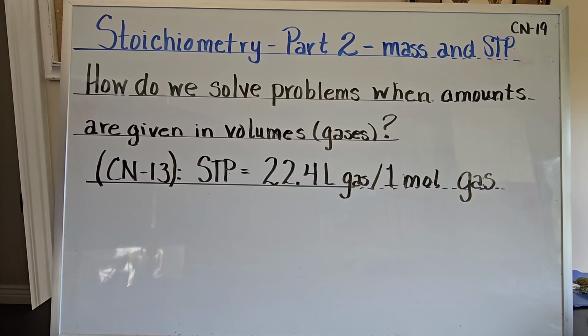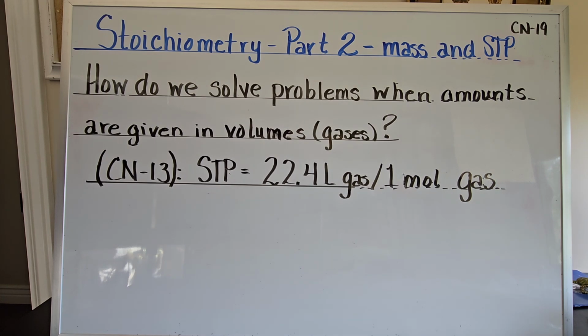Welcome to Stoichiometry Part 2, where we deal with compounds where the amounts are given not only in units of mass, but also gases in units of volume, and the gases are at STP. This refers back to class notes 19 if you're keeping score. If you are unfamiliar with stoichiometry problems or need a little refresher, please look at Stoichiometry Part 1, where we deal with the amounts given only in mass.